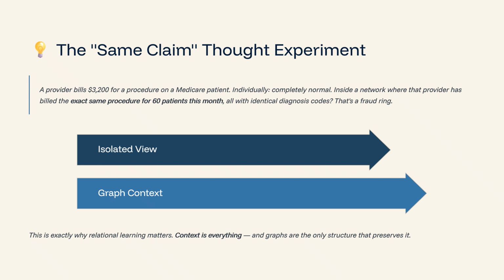This is exactly the difference between looking at data in isolation versus looking at it in context. A graph preserves that context. It keeps the connections alive. And a model trained on graph structure can learn to recognize this pattern automatically. Context is everything, and graphs are the only data structure that keeps context intact.